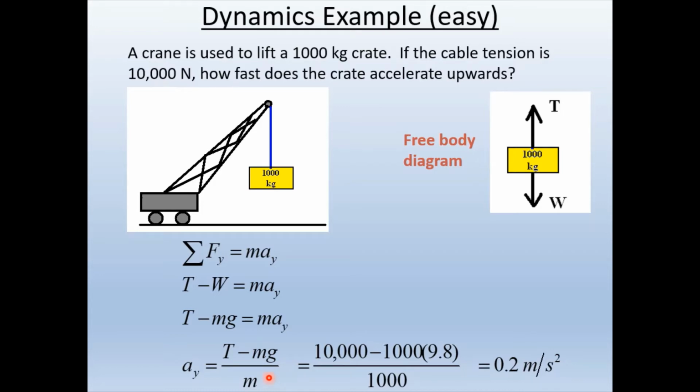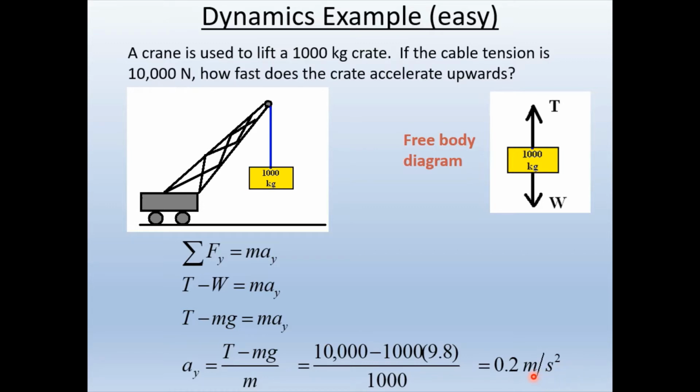So at this point, we can fill in our numbers. The tension is 10,000, the mass is 1,000, g is 9.8, and down here is the mass again at 1,000. And tapping this out on our calculator, we'll come up with a final acceleration of the crate, 0.2 meters per second squared. Now, one thing we can do here is analyze this answer a little bit.